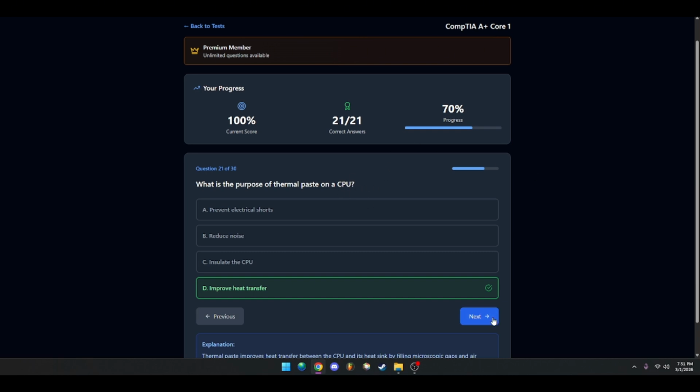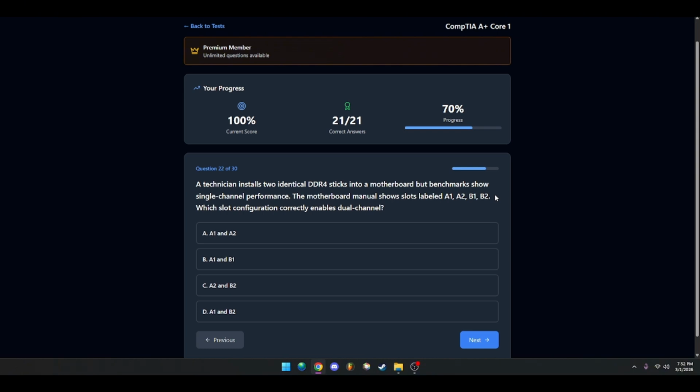Let's move on. Question number 22. A technician installs two identical DDR4 sticks into a motherboard, but benchmarks show single channel performance. The motherboard manual shows slots labeled A1, A2, B1, B2. Which slot configuration correctly enables dual channel? This one is a little bit more nuanced. I will give you guys a moment to think about it.